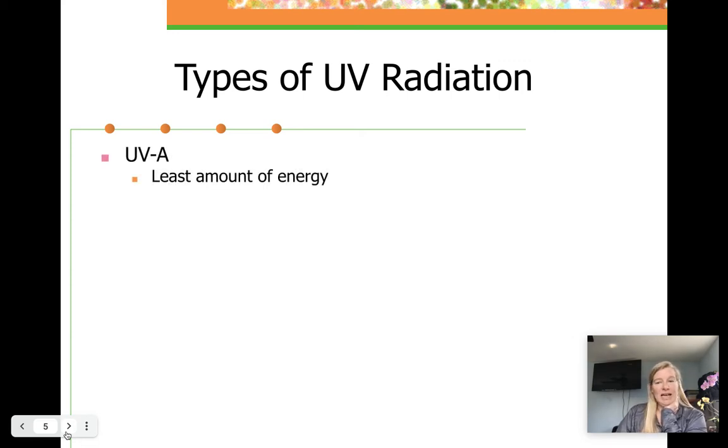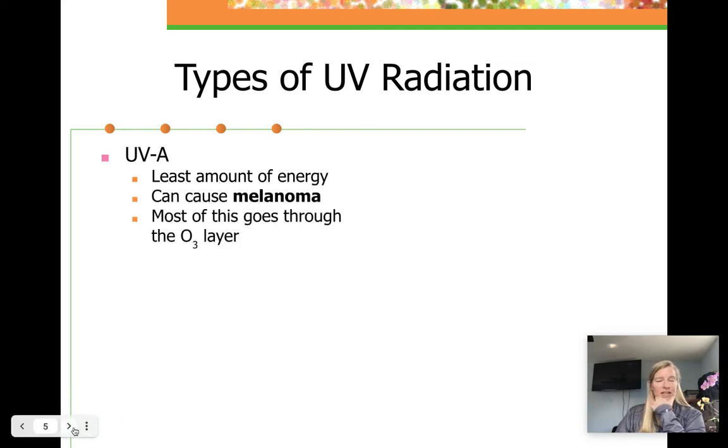They have UVA, which has the least amount of energy of all of it, but it's actually linked with something called melanoma, which is a very deadly form of skin cancer. Most of this goes through the ozone layer. So the ozone layer doesn't really absorb UVA.